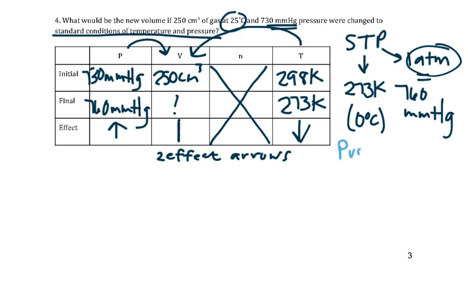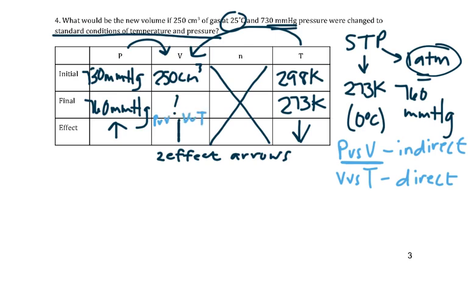So pressure versus volume, which is indirect, versus our volume and temperature, which is a direct relationship. Based off of my pressure and volume relationship, and I always label it here so I can keep track of my arrows as well. Pressure versus volume: if my pressure is going to go up, then my volume should decrease.